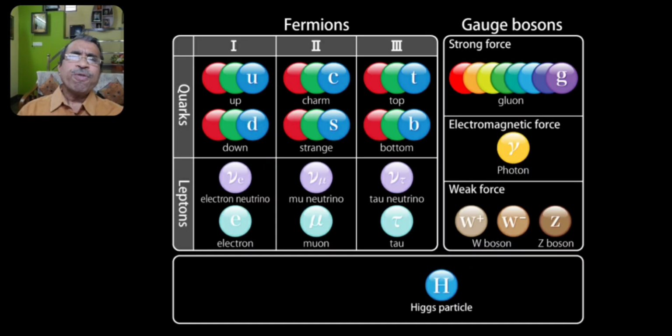So from here what we have understood is that the atom contains the fundamental particles, that is the nucleus and the electrons. The nucleus carries protons and neutrons, and these protons and neutrons contain quarks.